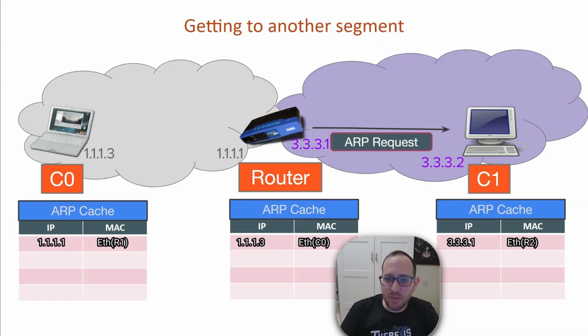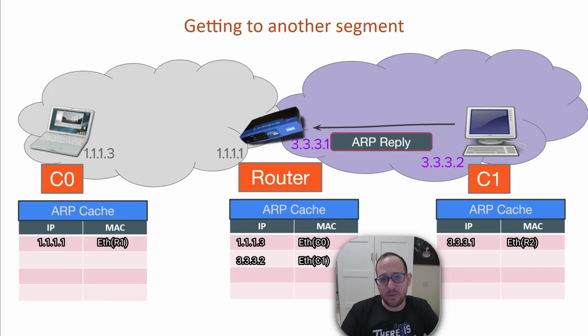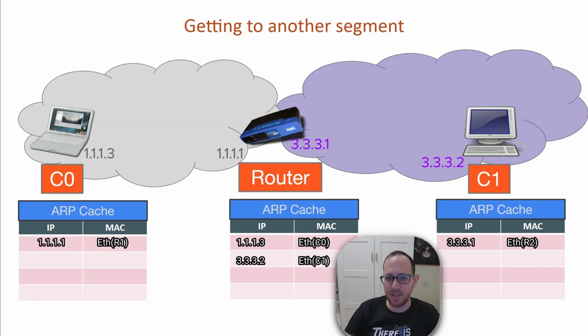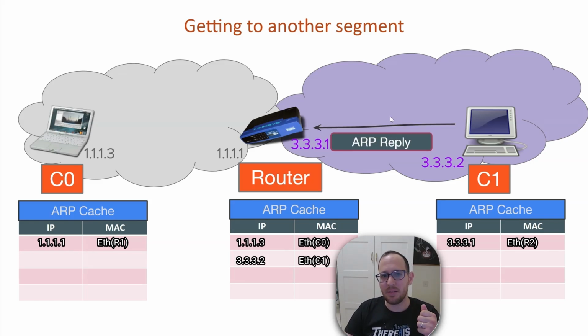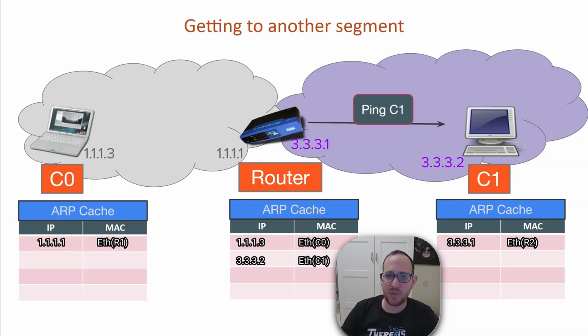So after storing it in the cache, C1 can reply with an ARP reply, whereas the router learns that the IP address 3332 is associated with the MAC address of C1. At this point, all the ARP caches are filled with the relevant information, and now the router can forward the packet over to C1. So what does the packet look like from the hop from R2, that is the right port of the router, to C1?